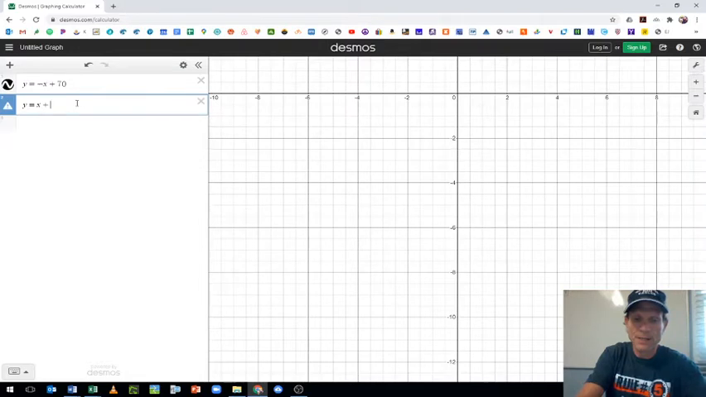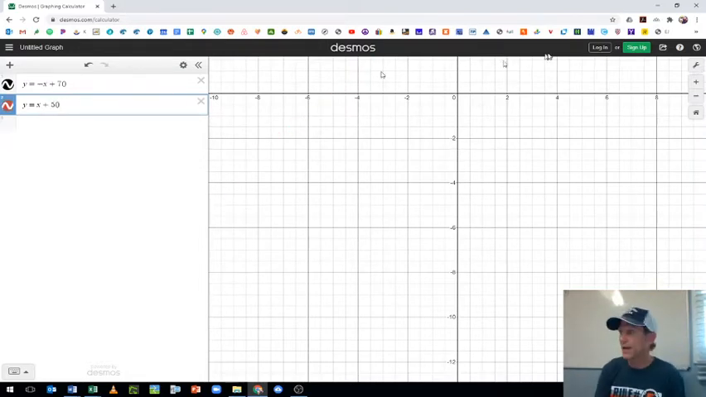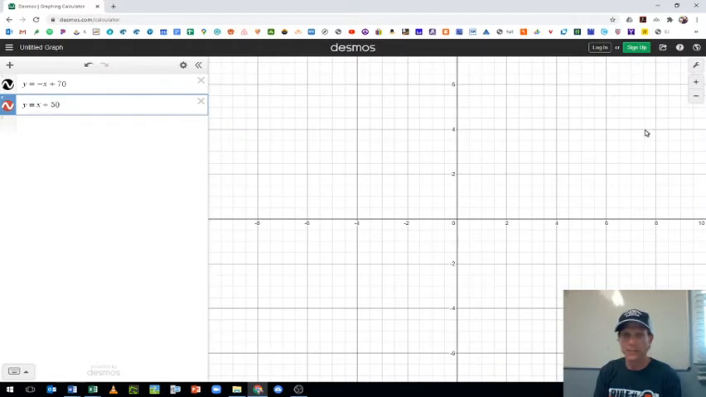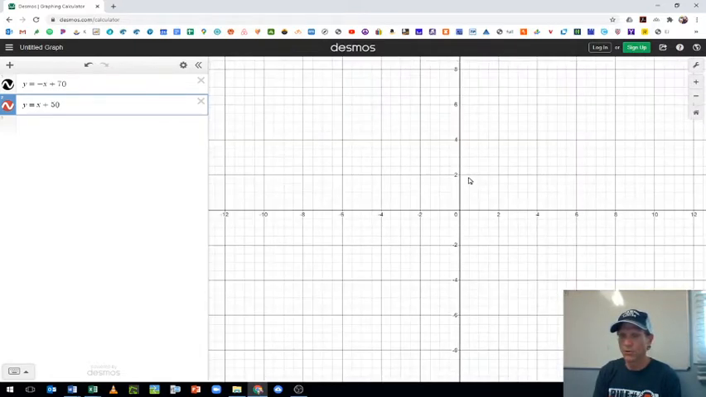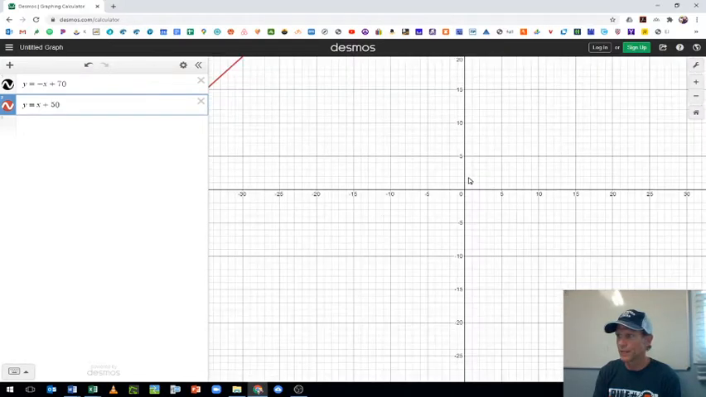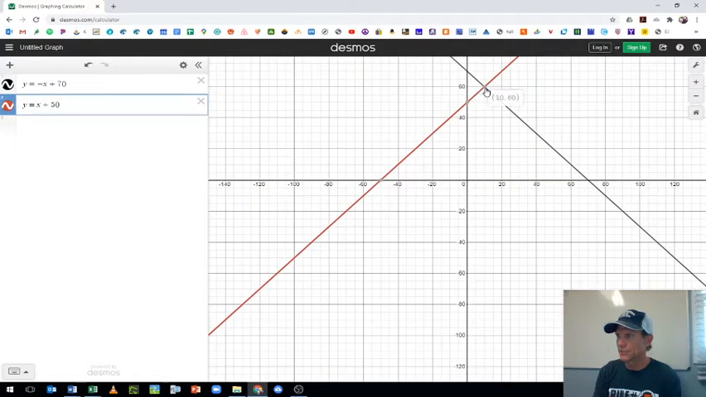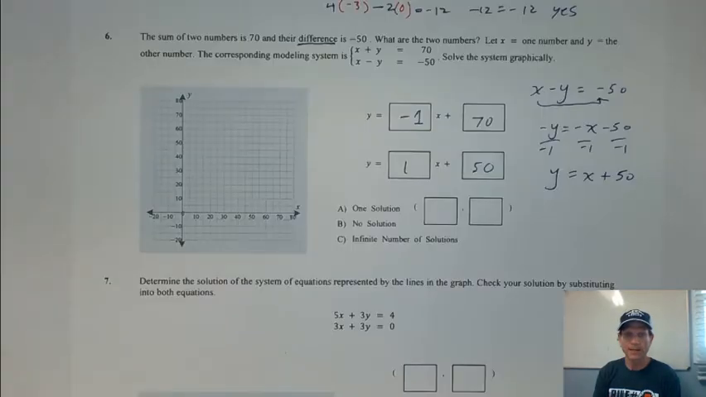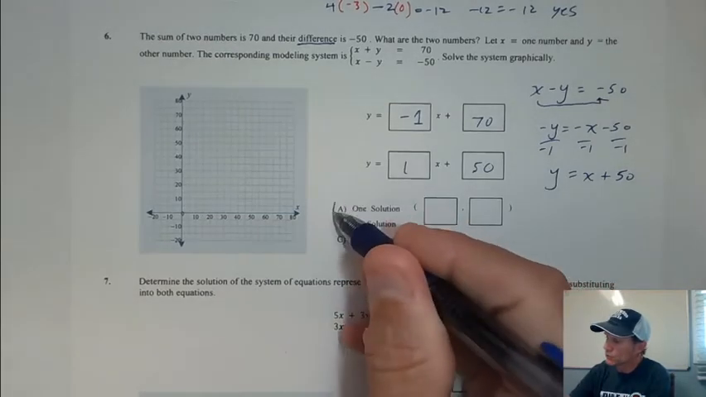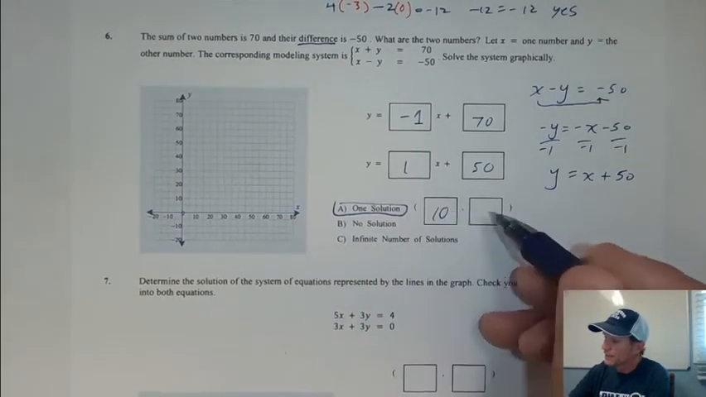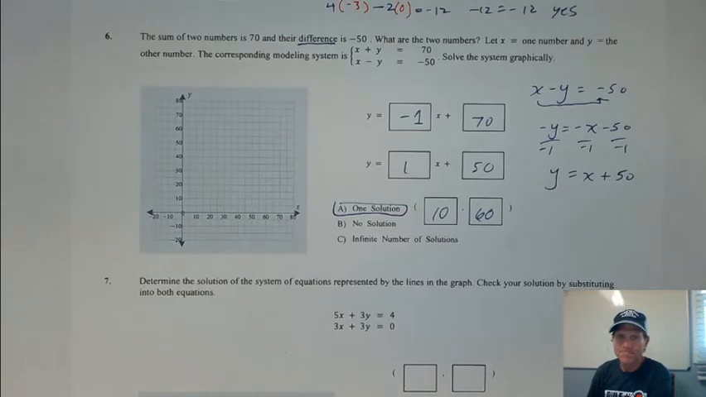Now, what we see here is, even if I hit the home button, I don't see the graph. So I can use my roller wheel on my mouse, and I can just kind of zoom out, and there I see the intersection, and the intersection of the two lines is 10, 60. Okay, so what I can do back here is I could say it's one solution, 10, 60. Okay, and it'll show up on the Hawk system too when you do this.